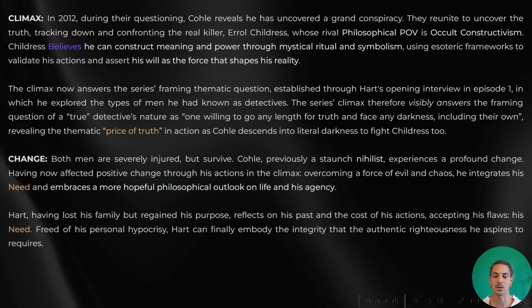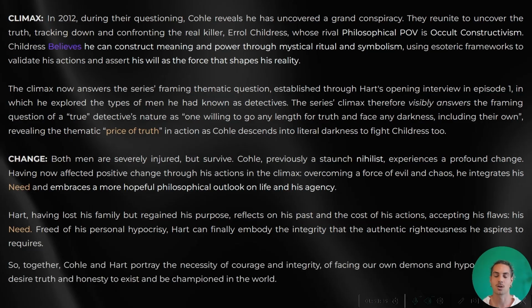Hart, having lost his family but regained his purpose, reflects on his past and the cost of his actions, accepting his flaws, his need. Freed of his personal hypocrisy, Hart can finally embody the integrity that authentic righteousness he aspires to requires. So together, Cole and Hart show us the necessity of courage and integrity, of facing our own demons and hypocrisies if we desire truth and honesty to exist and be championed in the world.